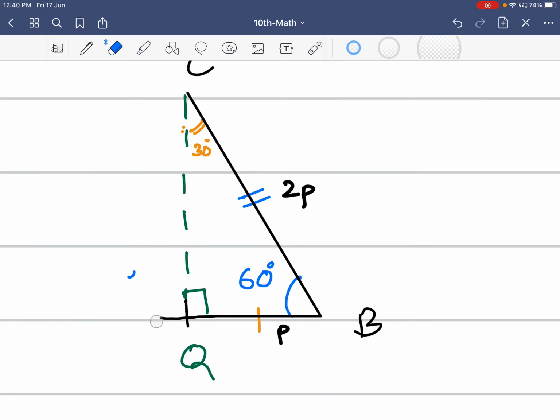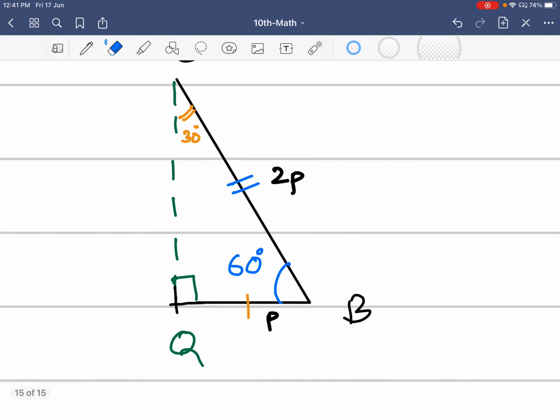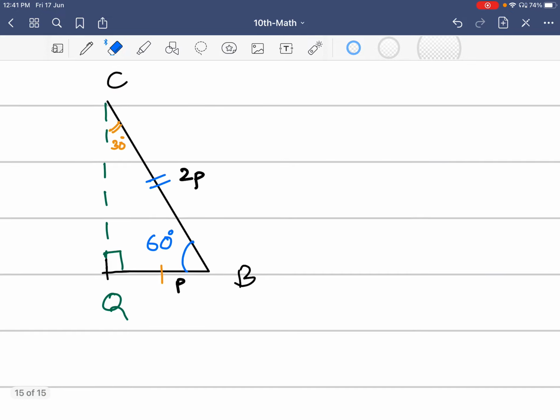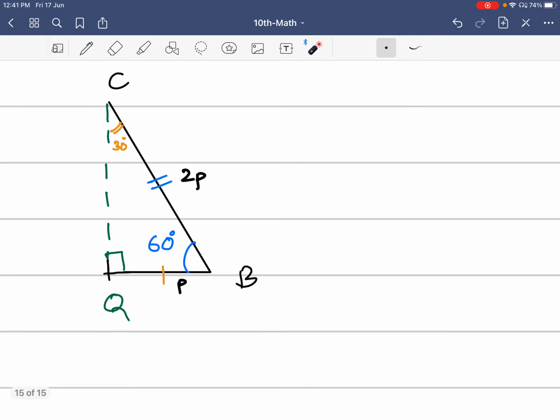Yes, so we don't need it for our further discussions. We don't even need this A. Okay, now let's focus on this triangle, this half of the triangle, which is BQC. As you can see, this triangle is a right angle triangle at point Q. Why is that so? Because we constructed a perpendicular from the vertex C.